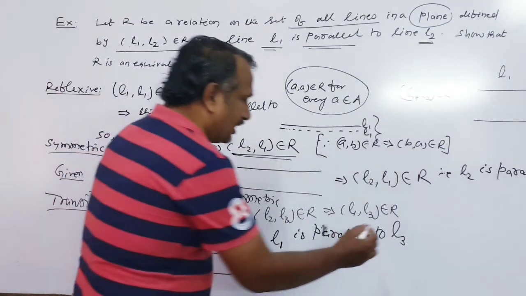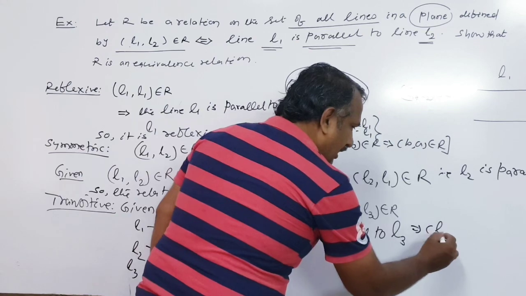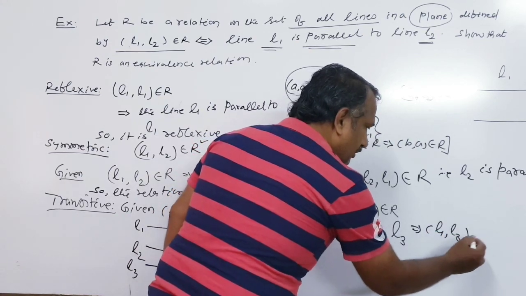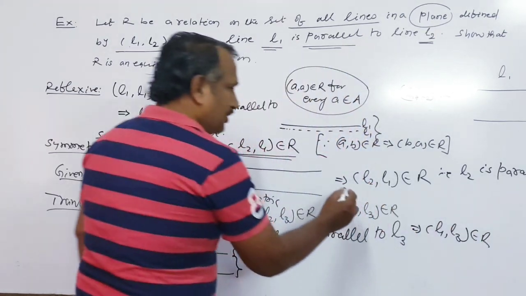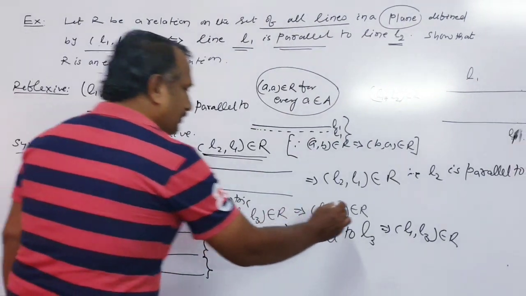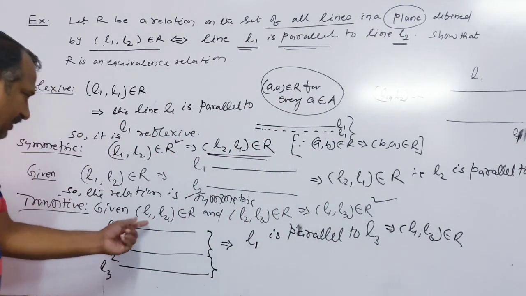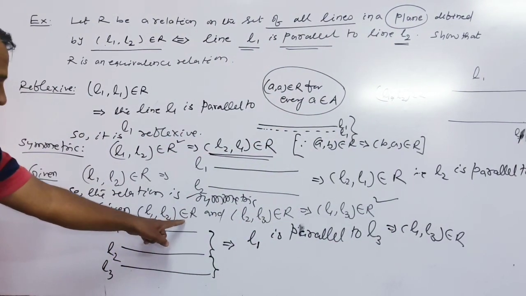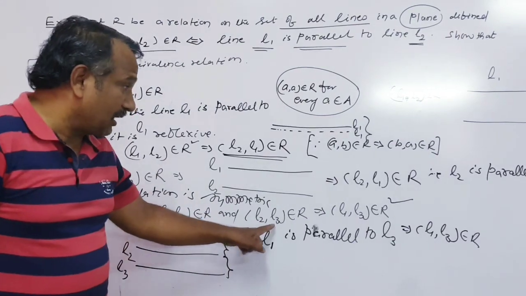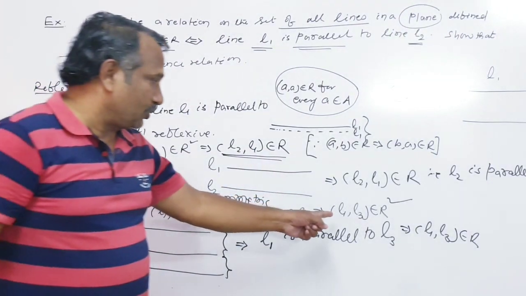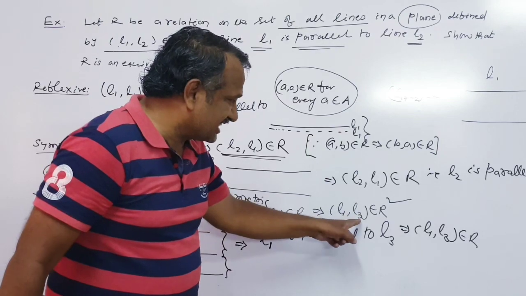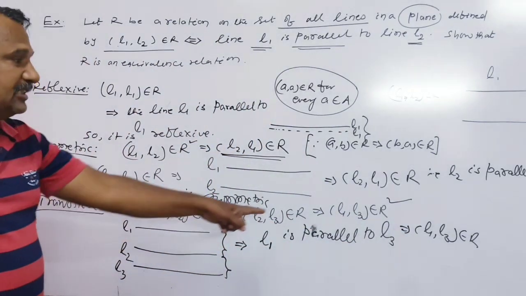So that means (L1, L3) belongs to R. Now this is a proof. These two are given: (L1, L2) belongs to R, (L2, L3) belongs to R. Now finally we have to sort out this one. If this exists, then the relation is transitive.